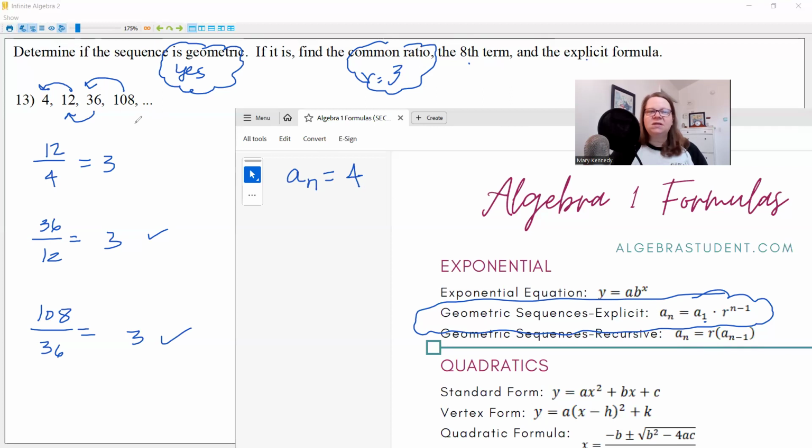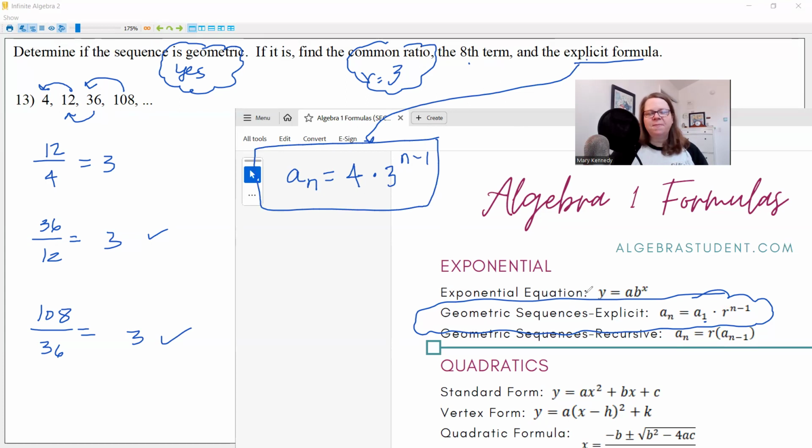So for this sequence, the first term is 4 times the ratio 3 to the n minus 1 power. So the n's are going to stay in when you're writing the formula. So this is the formula right here. From that formula, we can find any term. This problem asks us to find the eighth term. So n is equal to 8 in that case. If it had asked us for the 100th term, then n would equal 100.